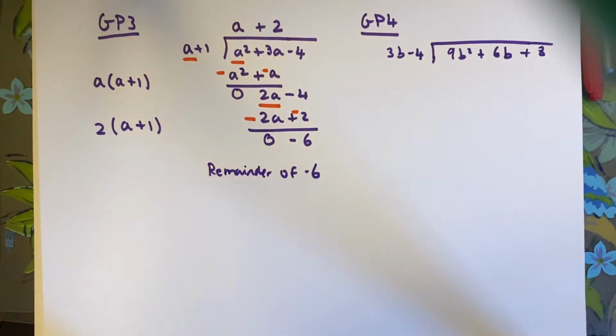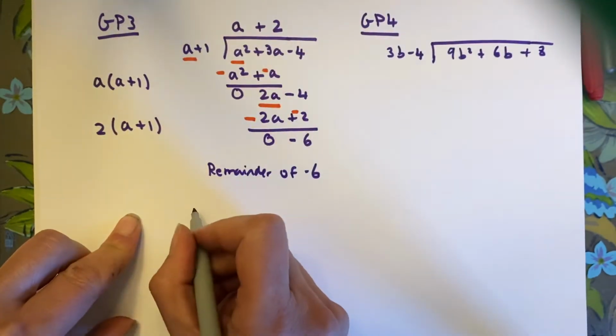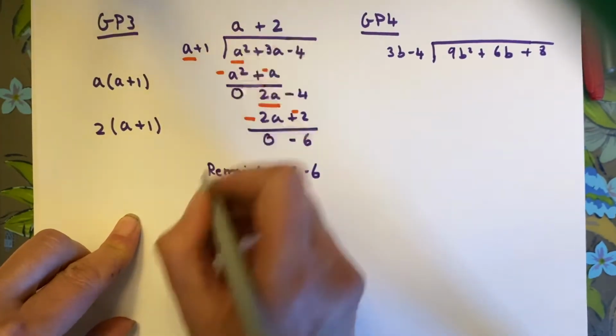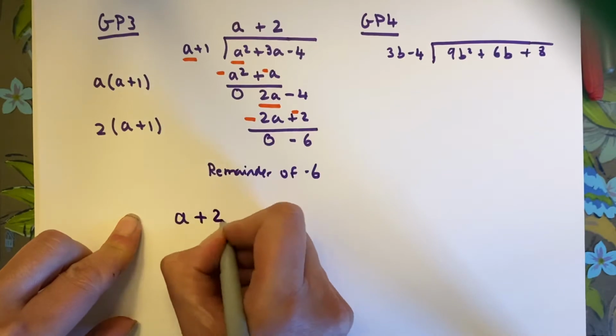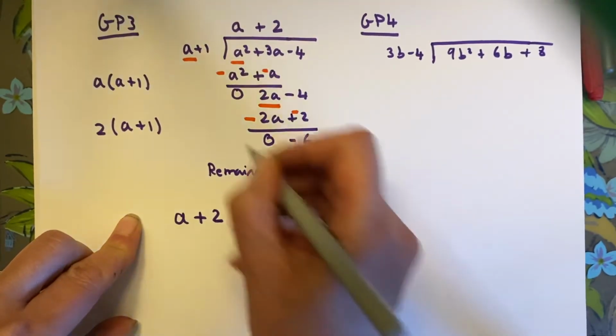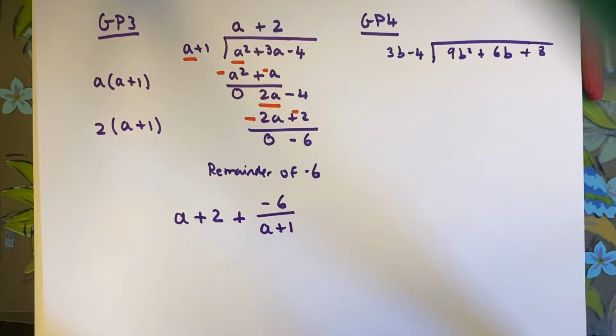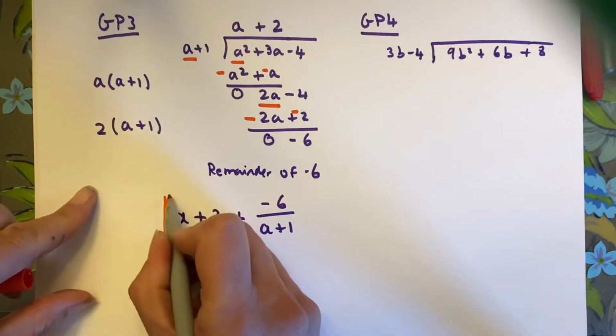No. This is what my answer means, right? Just like you did with any other division you've ever done, my answer is a plus 2 plus my remainder of negative 6, but my remainder of negative 6 is over a plus 1, right? Because that would be divided by a plus 1. So this is how I would word my answer.